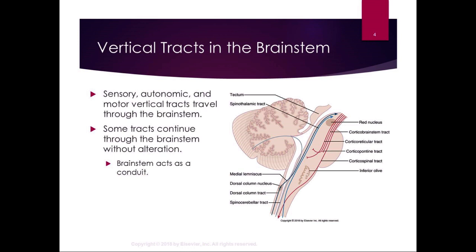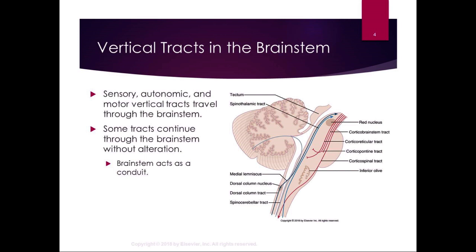So the brainstem serves 2 functions. There is some processing done there in the individual nuclei in the brainstem, but it's also a bridge from the spinal cord to the cerebrum. And so sensory, autonomic, and motor vertical tracts travel through the brainstem. Some of them continue through the brainstem without alteration, so there's no processing that's done on certain ones. There are some that cross over to the other side in the brainstem. Some already crossed over at the spinal cord level. So when we're talking about vertical tracts, the brainstem acts as a conduit for that information.